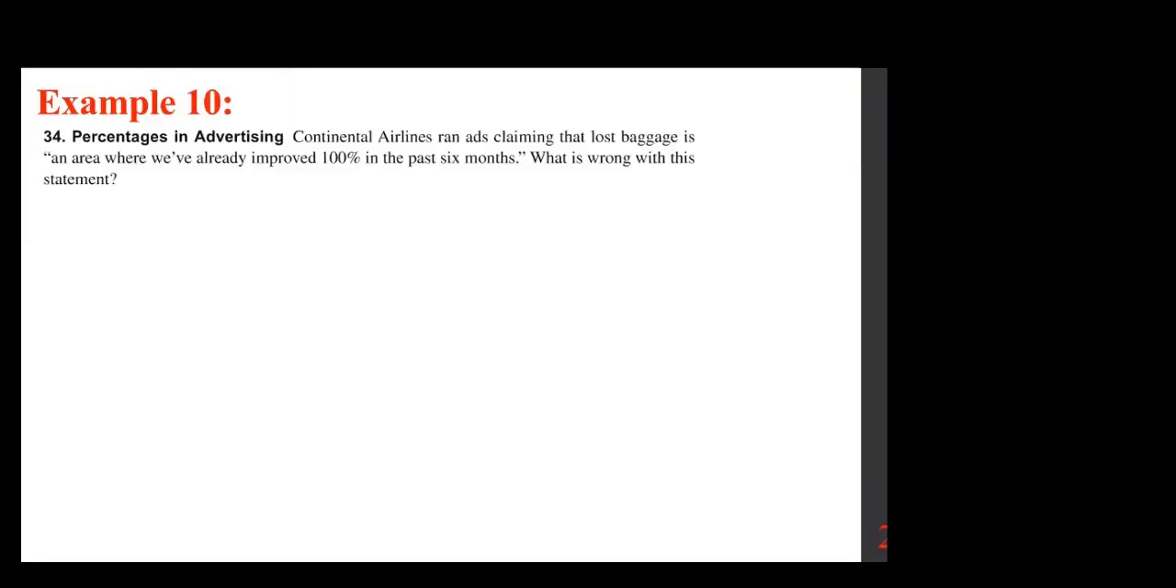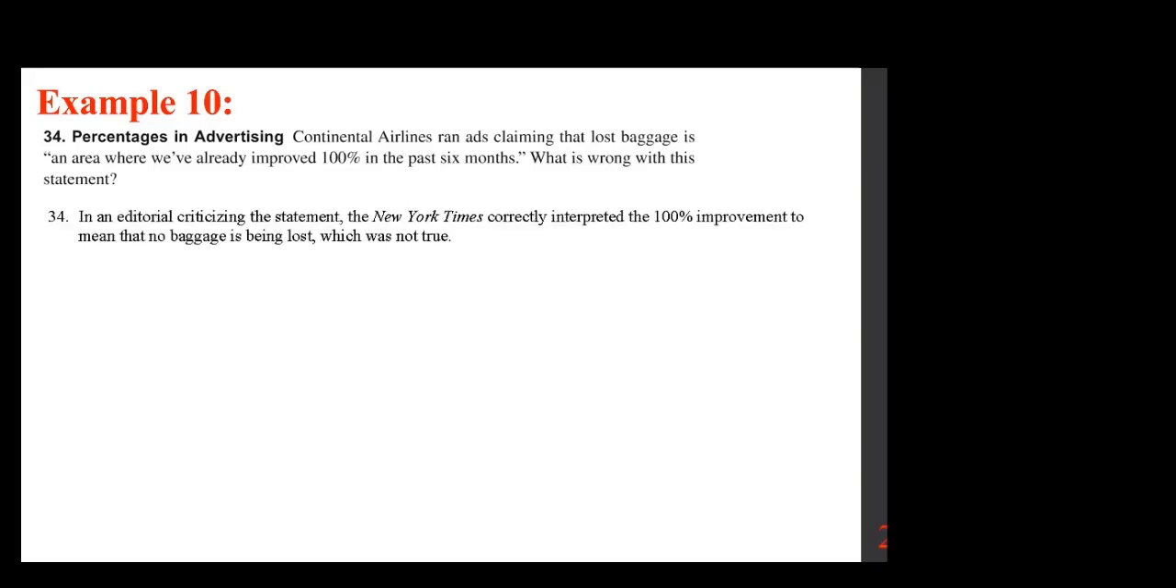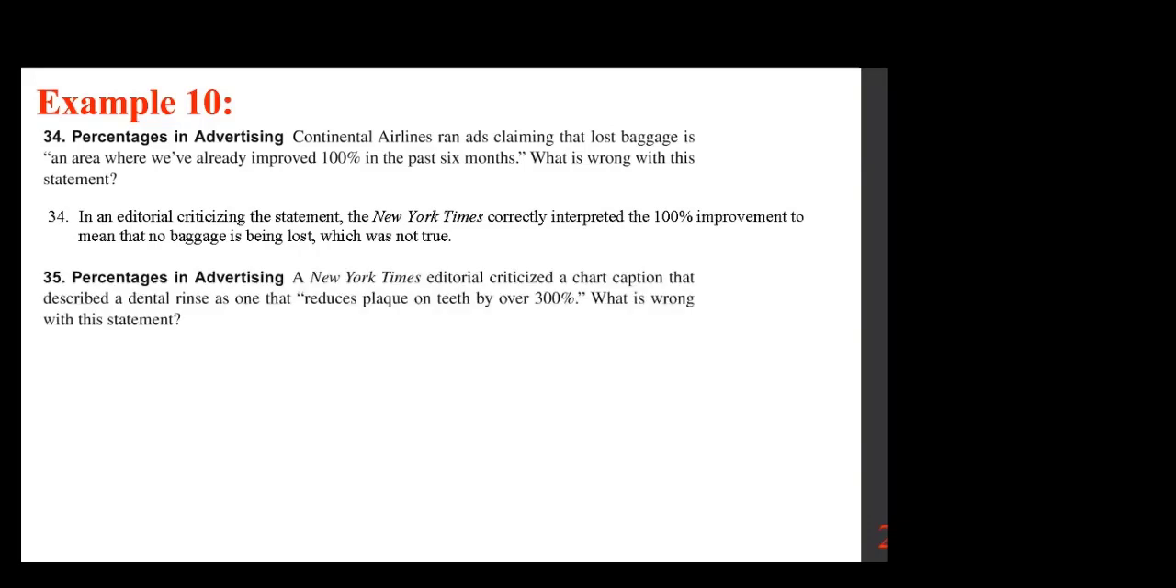Sure. Continental Airlines ran ads claiming that lost baggage is an area where we've already improved 100% in the past 6 months. What is wrong with this statement? In an editorial criticizing the statement, the New York Times correctly interpreted the 100% improvement to mean that no baggage is being lost, which was not true. That's it. If it's 100% correct, no more problem. A New York Times editorial criticized the chart caption that described a dental rinse as one that reduces plaque on teeth by over 300%. What is wrong with this statement?